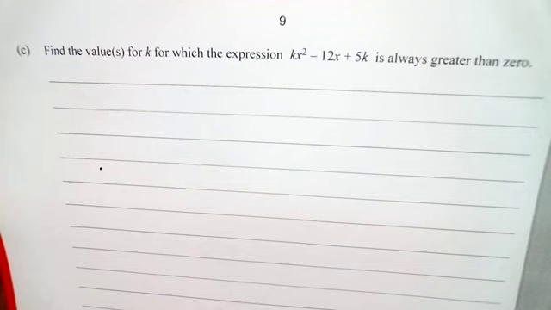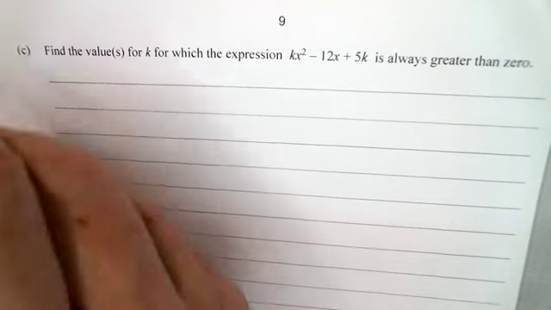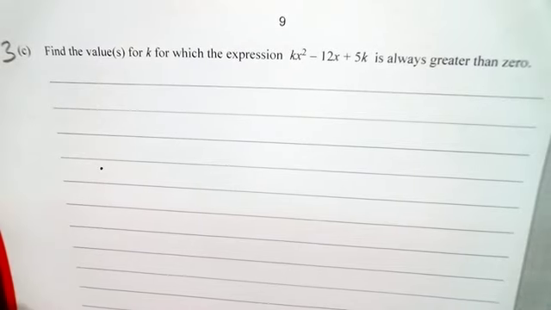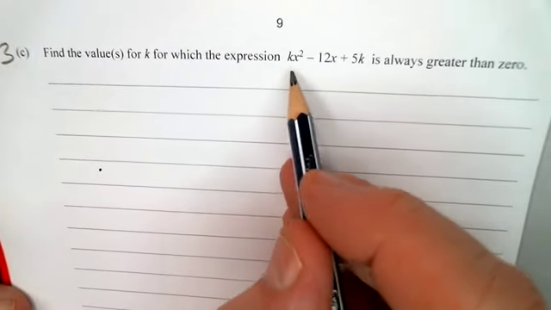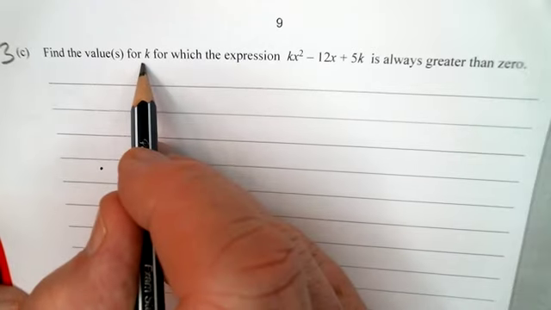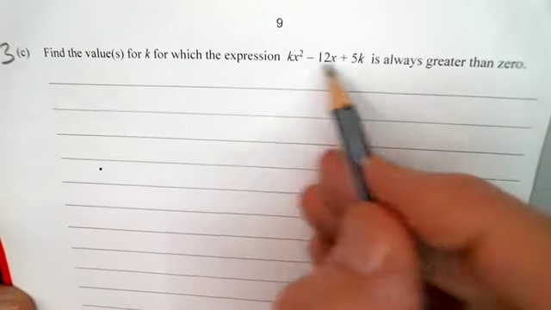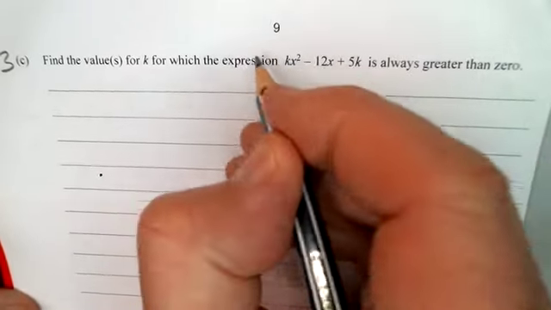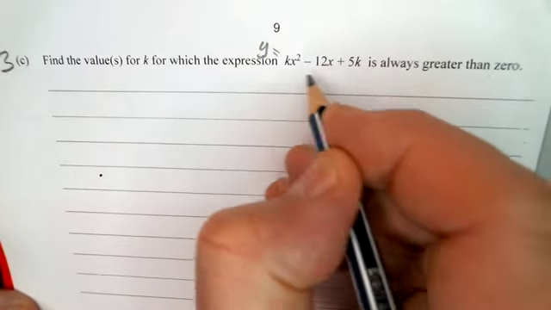All right, this is the 2017 NCEA 2 Algebra final, and this is question 3c, by the way. It says the values for k for which the expression blah is always greater than 0. I'm going to find the values of k which make that true. So really what we're talking about is y is equal to this thing here.